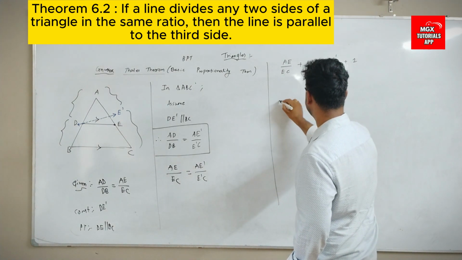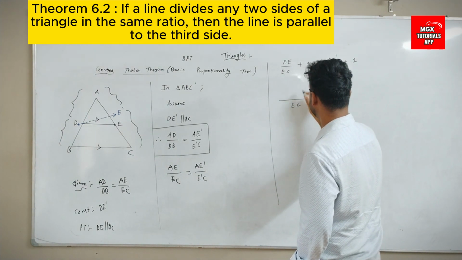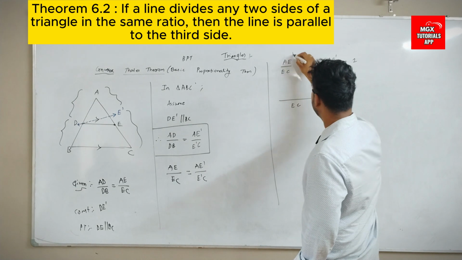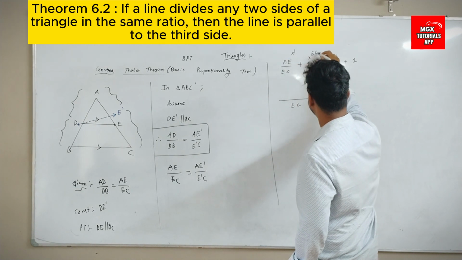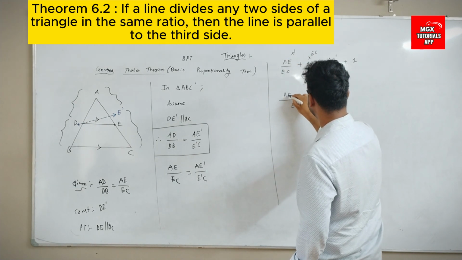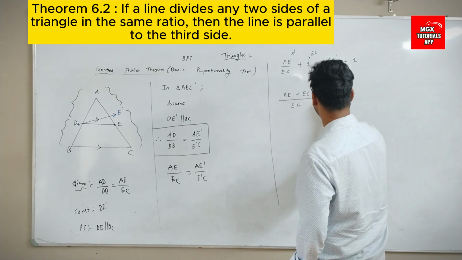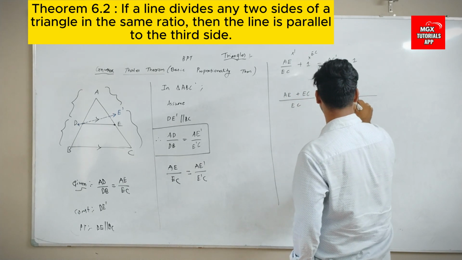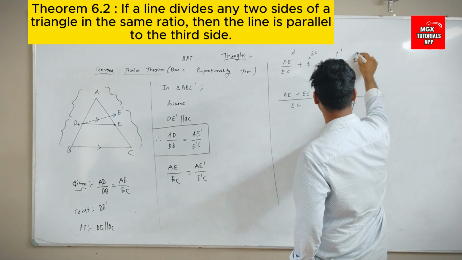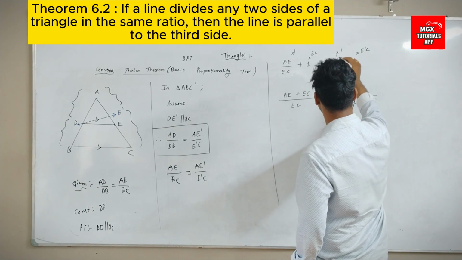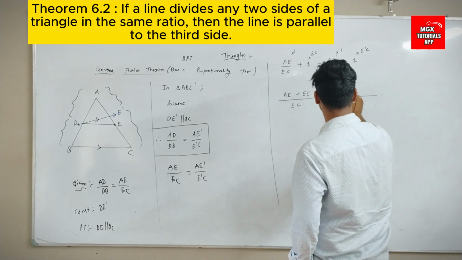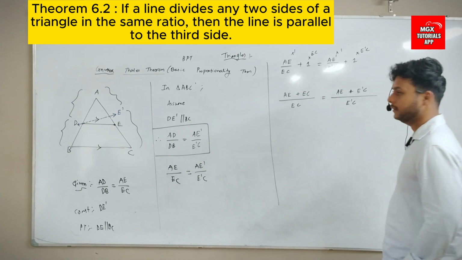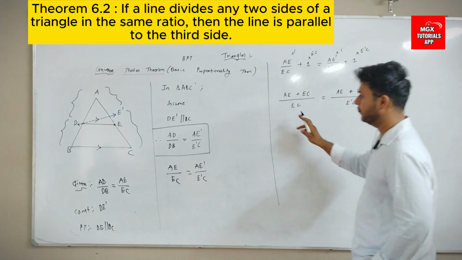What will be the LCM? LCM will be EC into 1 into EC. So AE plus EC is equal to, here LCM will be E dash C into 1 into E dash C. AE plus E dash C. Correct? Now, come here.